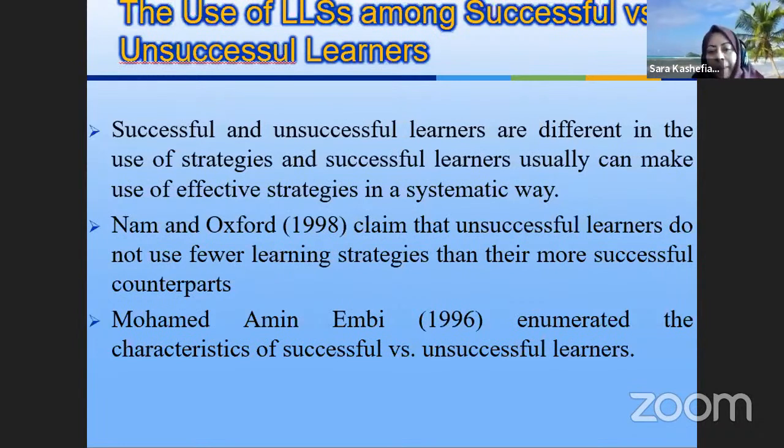Muhammad Amin MB enumerated the characteristics of successful versus unsuccessful learners with regard to the use of language learning strategies. Now, successful language learners, according to Muhammad Amin MB, who is an expert in language learning strategies in Malaysia, seek and try to take some opportunities to use the target language, while unsuccessful ones depend on classroom activities a lot.